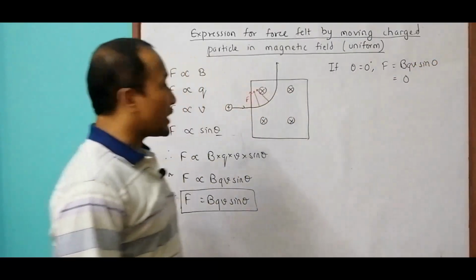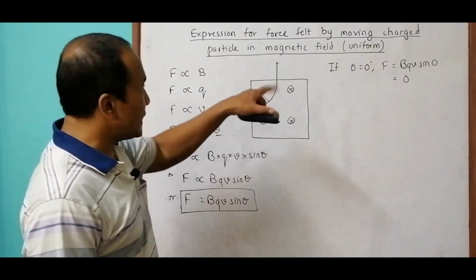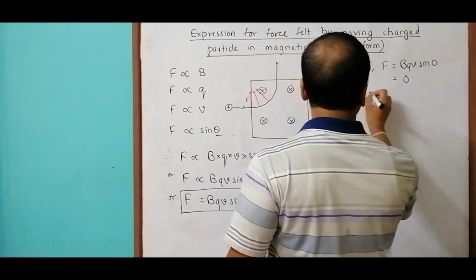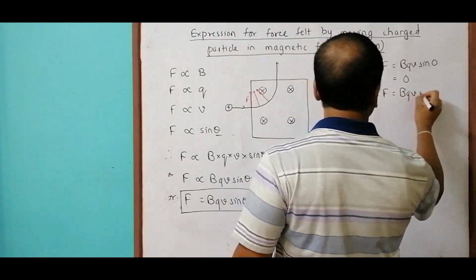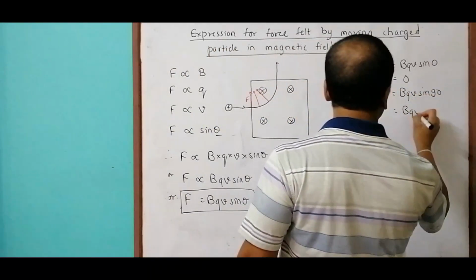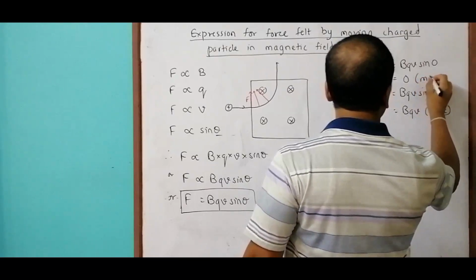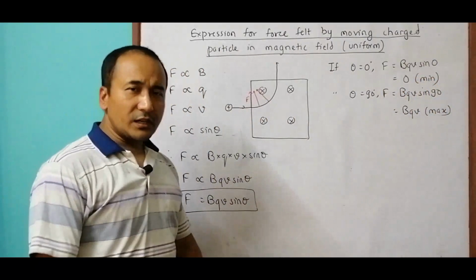That means if the charged particles are going right along the magnetic field, there is no force at all. So if theta equals 90 degrees, F is equal to BQV sine 90, and that's equal to BQV, which is the maximum value. So this is the minimum value and this is the maximum value. So this is the Lorentz force.